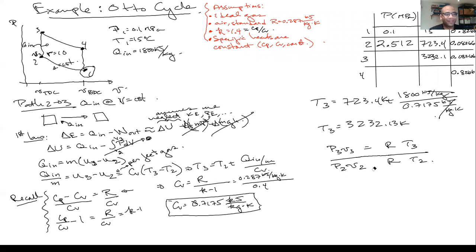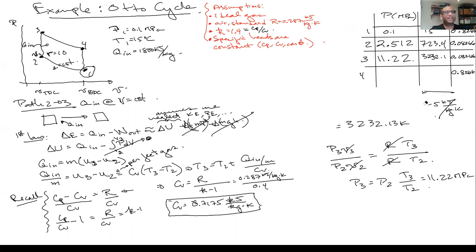Well, I can divide one by the other. R is a constant because it's a property of the matter. V3 is equal to V2 because it's constant volume. So then I find that P3 is equal to P2 times T3 over T2. If we put in the numbers, 2.512 megapascals, and the ratio of the temperatures, 3232.1 over 723.4, we find that P3 is 11.22 megapascals. Huge. Good. Well, now, let's see.